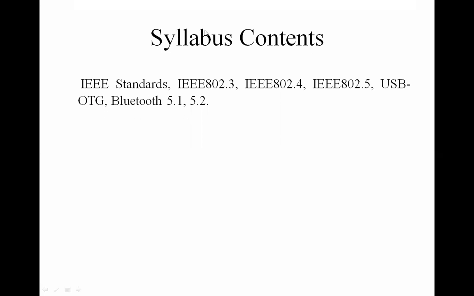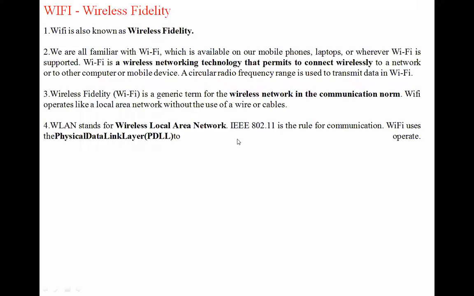Next, Bluetooth. You heard the name of Bluetooth. This Wi-Fi and Bluetooth will be working on smaller distance communication, for 10 meters to 100 meters. The Bluetooth and Wi-Fi are going to operate, and we are going to see the difference between Bluetooth 5.1 and 5.2. We'll see that once the content starts.